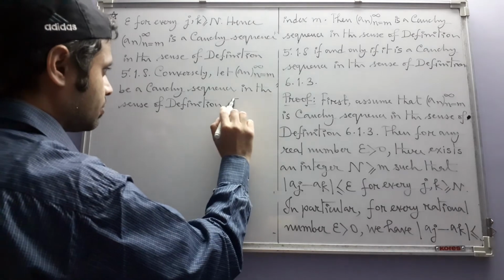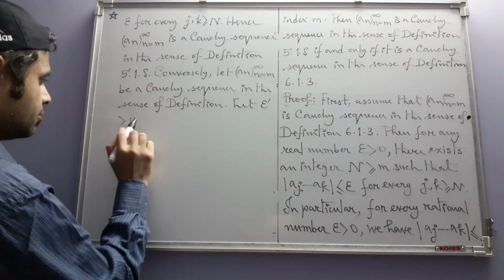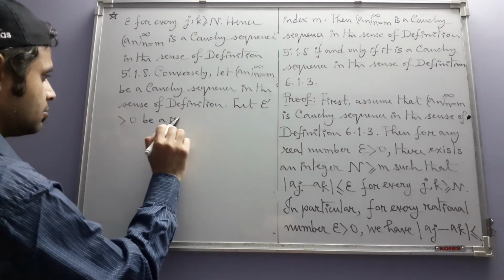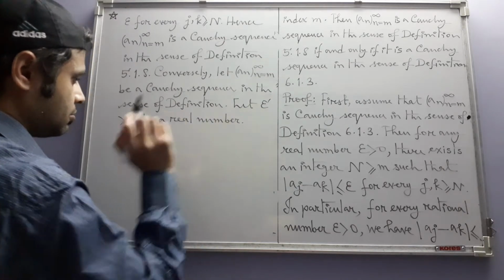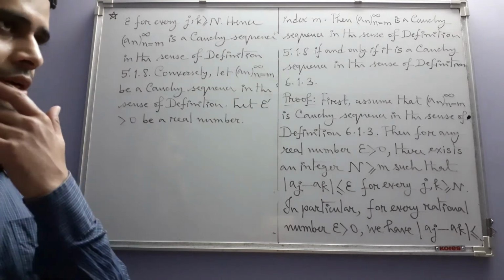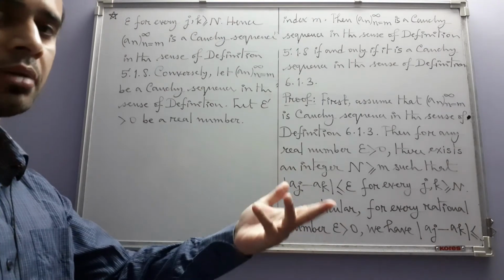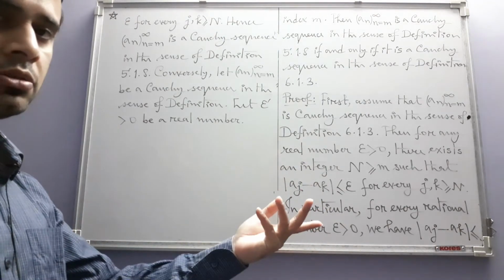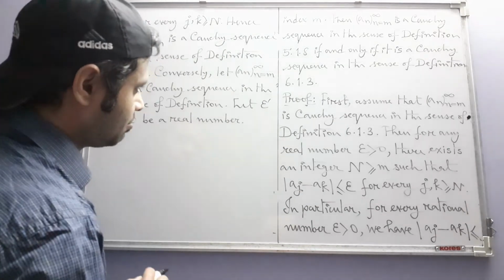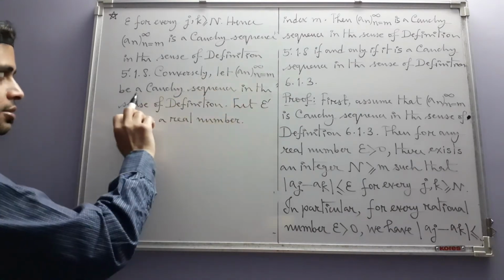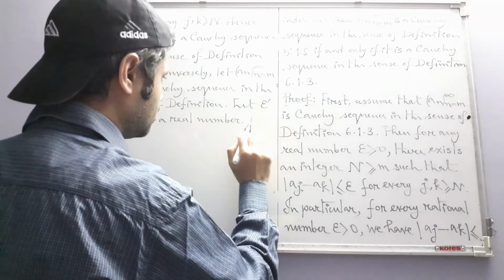Okay, let epsilon prime greater than 0 be a real number. For this epsilon prime, we need to show that there is an integer, say for example capital N prime greater than or equal to m, for which so and so things happen. And we have to somehow use the fact that the sequence is a Cauchy sequence according to the new definition.